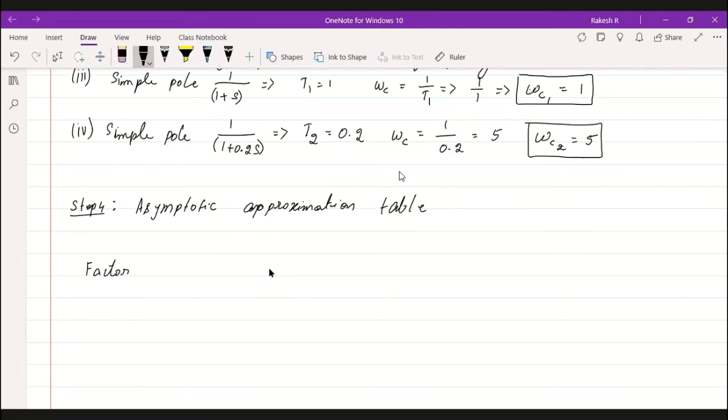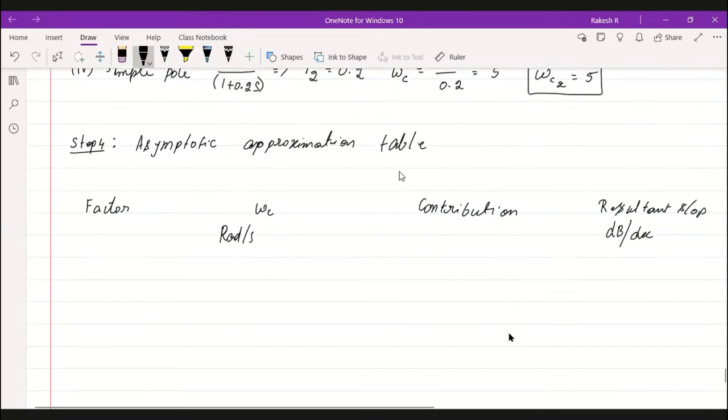Right. So for the asymptotic approximation table, you have 4 different columns. First one is factor, and corner frequency omega c. Okay. And then contribution and the resultant slope. Corner frequency will be in terms of radians per second. And contribution you need to find out, and this will be the resultant slope in terms of dB per decade. These are the things you need to consider.